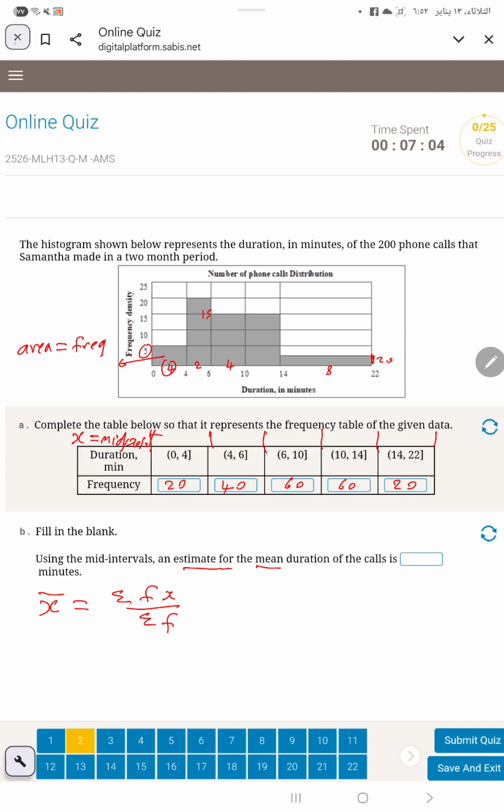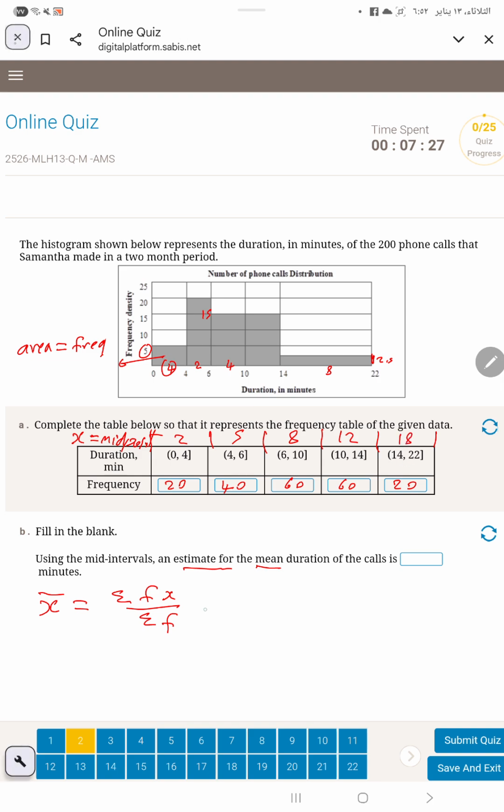How do you find the midpoint? You add 0 plus 4 divided by 2, you get 2. 4 plus 6, 10 divided by 2, you get 5. 6 plus 10, 16 divided by 2, you get 8. 14 plus 10, 24 divided by 2, you get 12. 14 plus 22 divided by 2, you get 18.